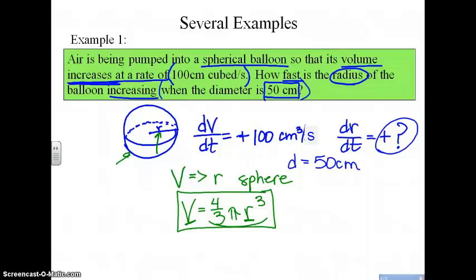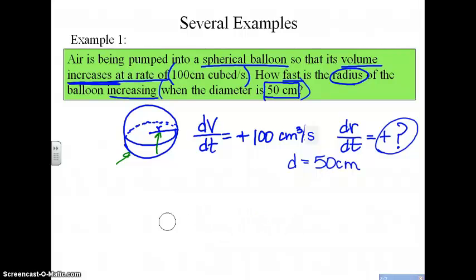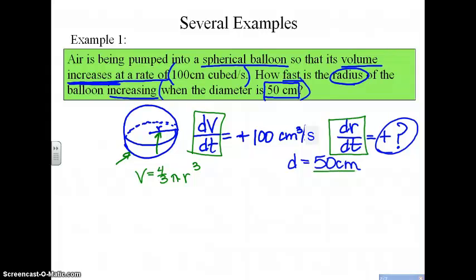Well, if that's the relationship in a sphere between the volume and the radius, how can I find the related rates of that? We have volume equals 4/3 pi r cubed. I need a way of relating dV/dt with dr/dt. And I know a relationship between the diameter and the radius of a sphere. Telling me the diameter is 50 centimeters is the same as telling me the radius is 25 centimeters.